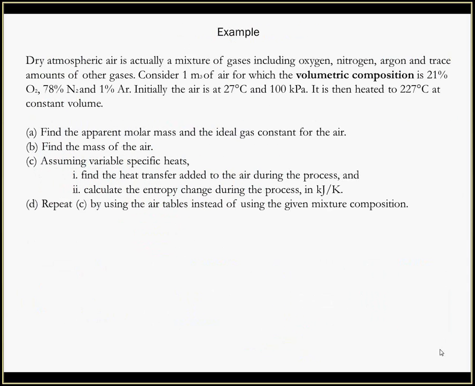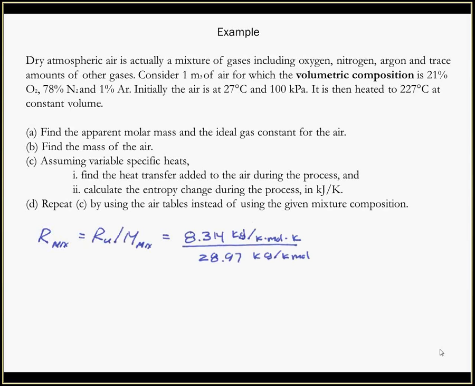There's the molar mass of the mixture. To find the ideal gas constant, all I have to do is divide the universal gas constant, which is on a molar basis, by the molar mass of the mix. So 8.314 divided by 28.97 gives me the familiar 0.287 kilojoules per kilogram Kelvin for this mix of gases.